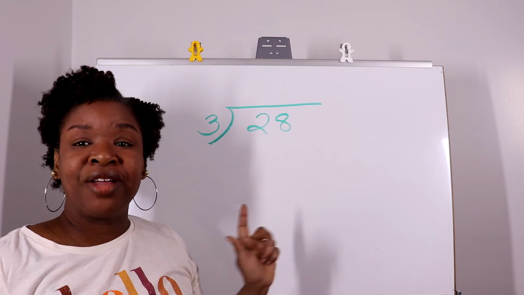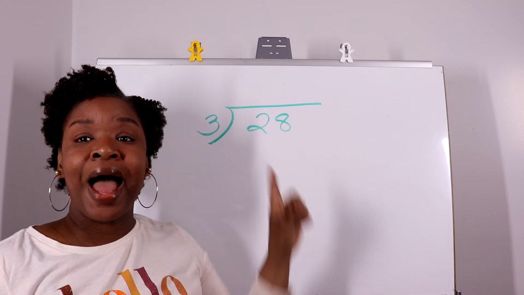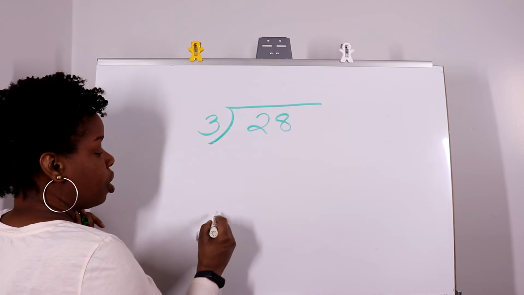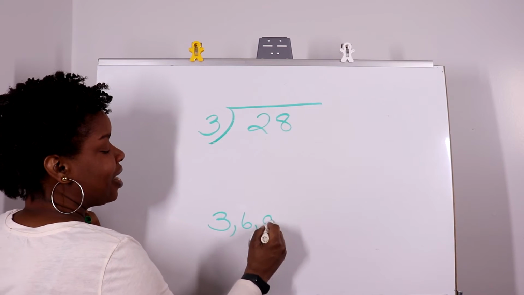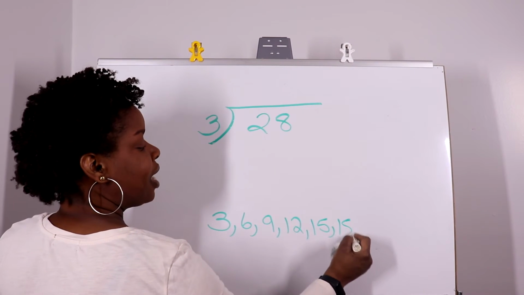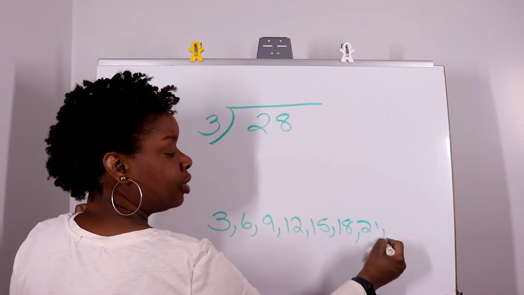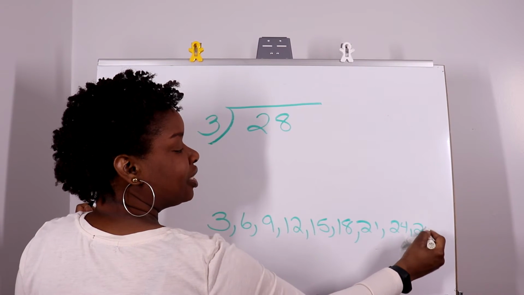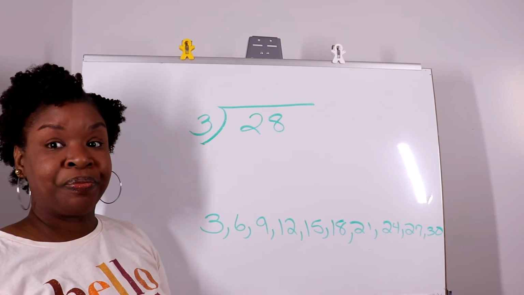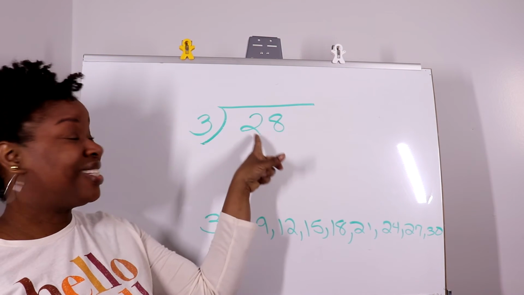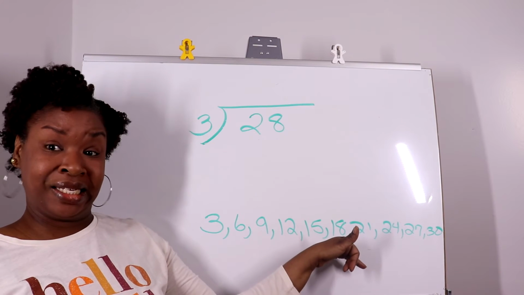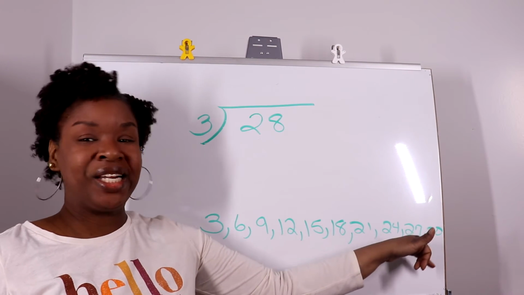We're going to skip count by 3s to see if we can find out how many times 3 goes into 28. So let's skip count by 3s. 3, 6, 9, 12, 15, 18, 21, 24, 27, and 30. Now, did we see 28? 3, 6, 9, 12, 15, 18, 21, 24, 27, 30.